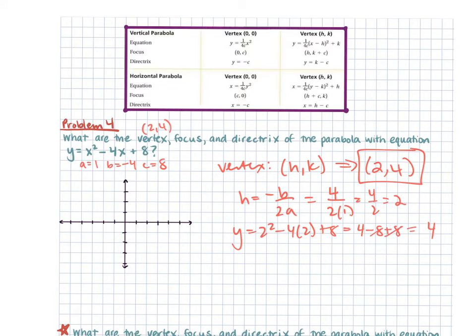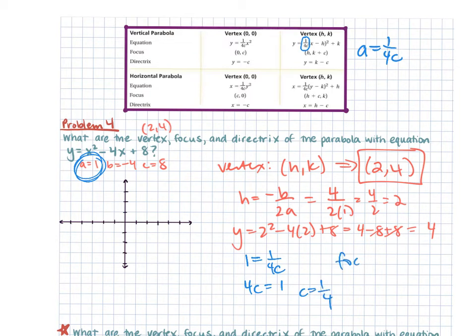Okay, and then our focus is going to be, well, remember that we said that a is our coefficient in front of our equation. So this is actually the a. Even though it's not in the same form, this is still the a. So in this case, 1 is equal to 1 over 4c. So whatever your a is, that's another formula you can just have, if that makes sense. And then this becomes 4c equals 1, so c is 1/4.